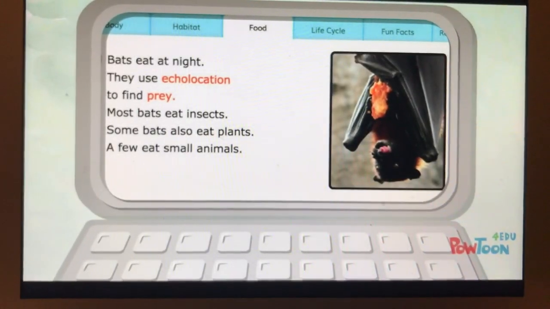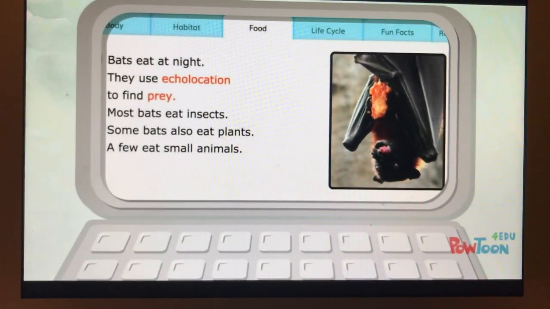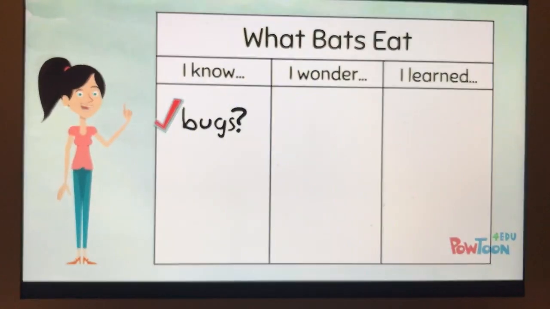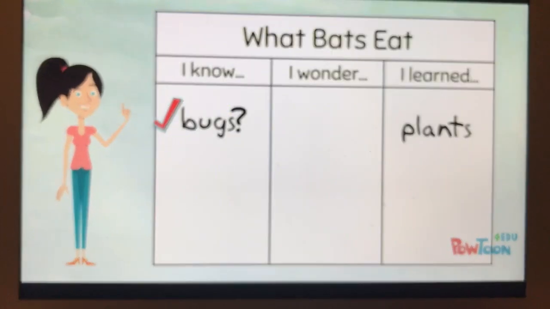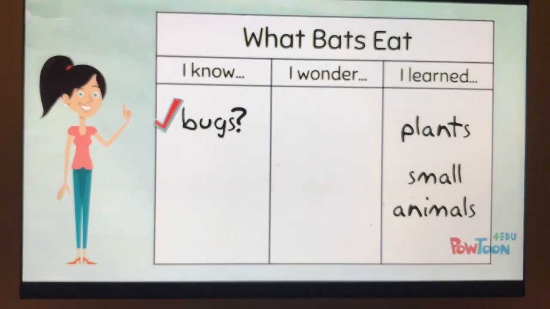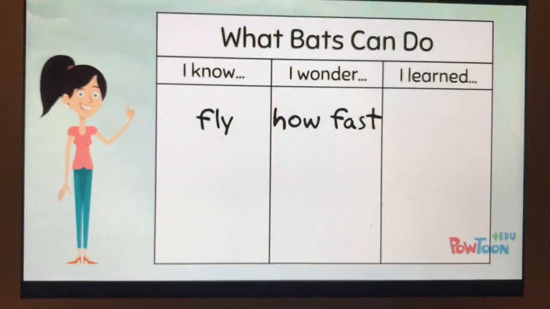The next page is about food. It says, bats eat at night. They use echolocation to find prey. Most bats eat insects. Some bats also eat plants. A few eat small animals. So bats do eat bugs. But I learned that bats can also eat plants and even small animals. Wow. I'm still looking for some information to add to my page about what bats can do.